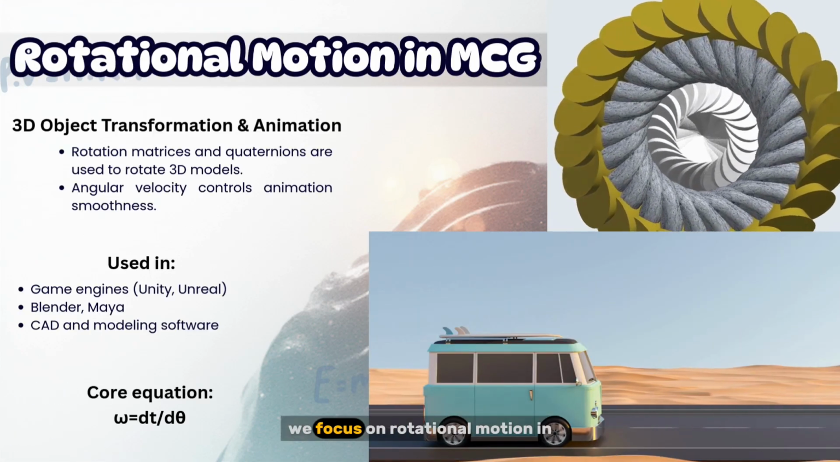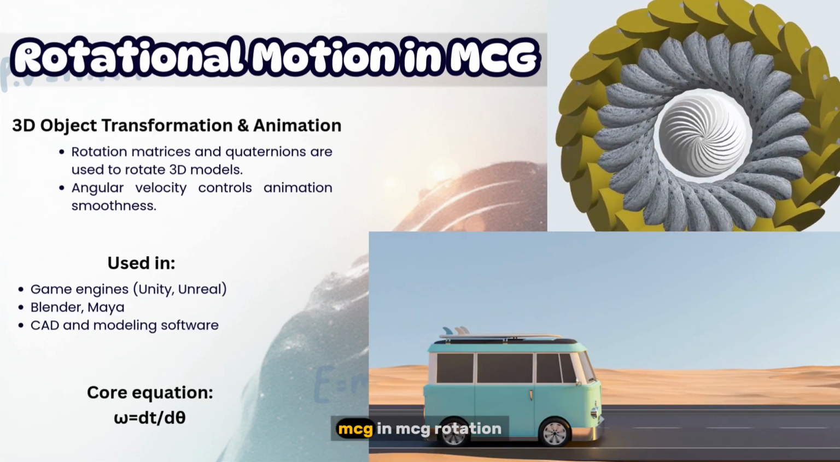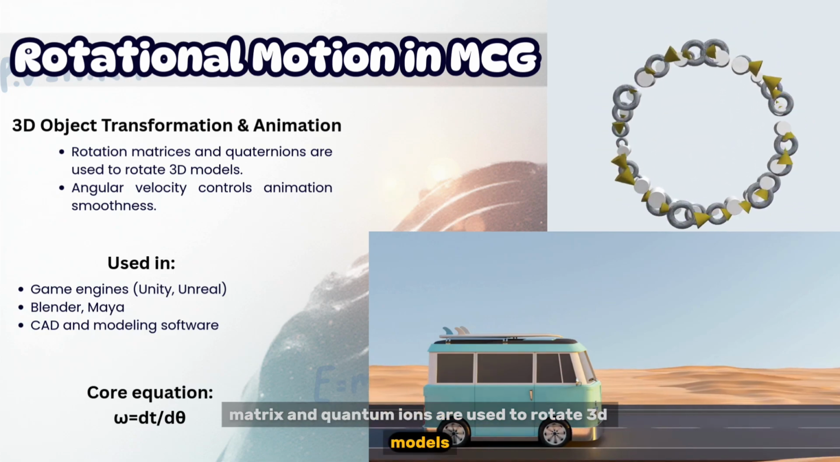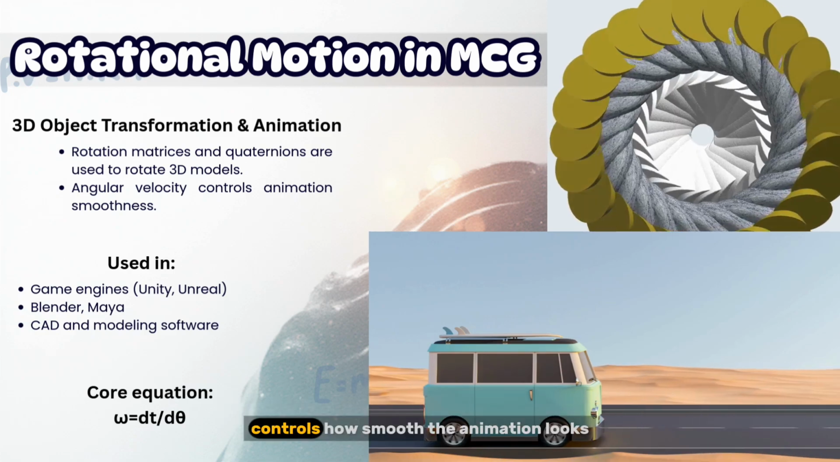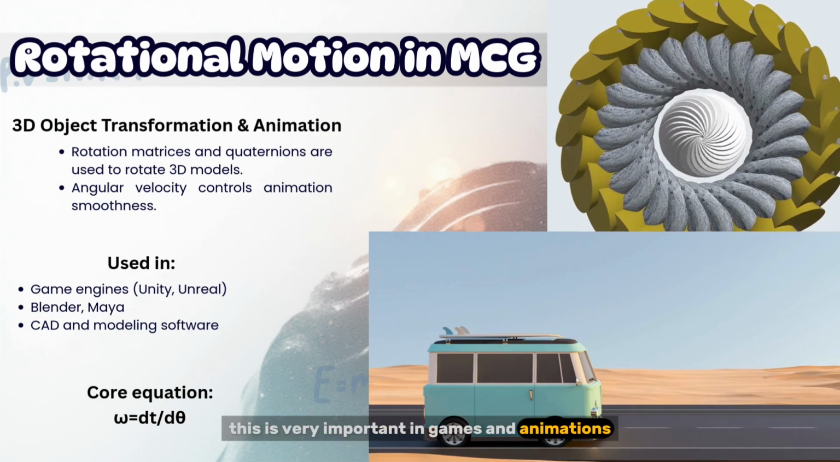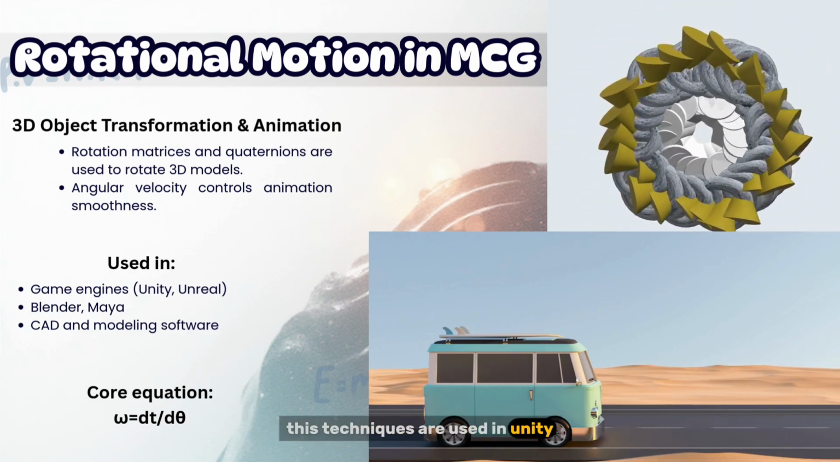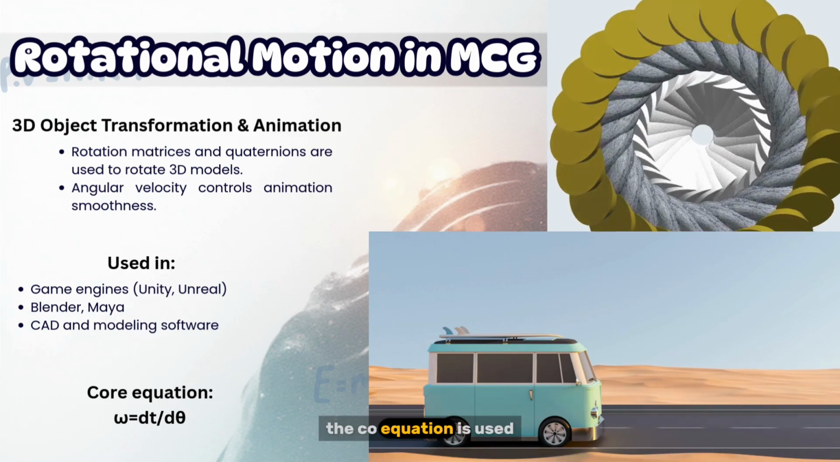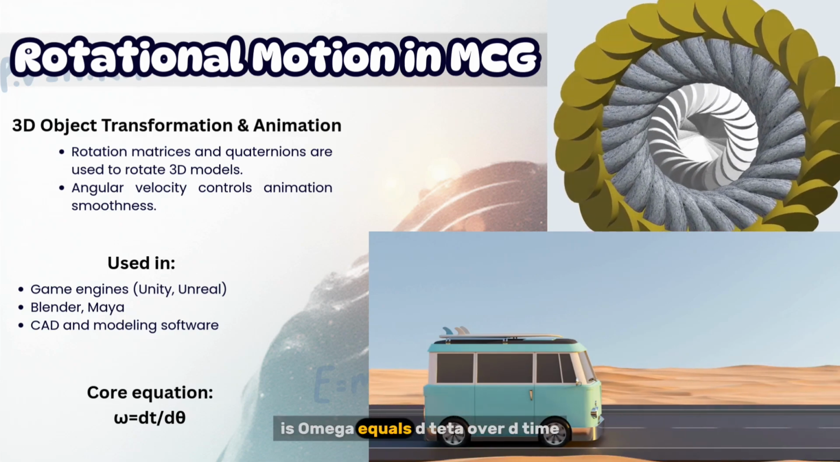For this slide, we focus on rotational motion in MCG. In MCG, rotation matrices and quaternions are used to rotate 3D models. Angular velocity controls how smooth the animation looks. This is very important in games and animations. These techniques are used in Unity, Unreal Engine, Blender, Maya, and CAD software. The core equation is omega equals d theta over d time.